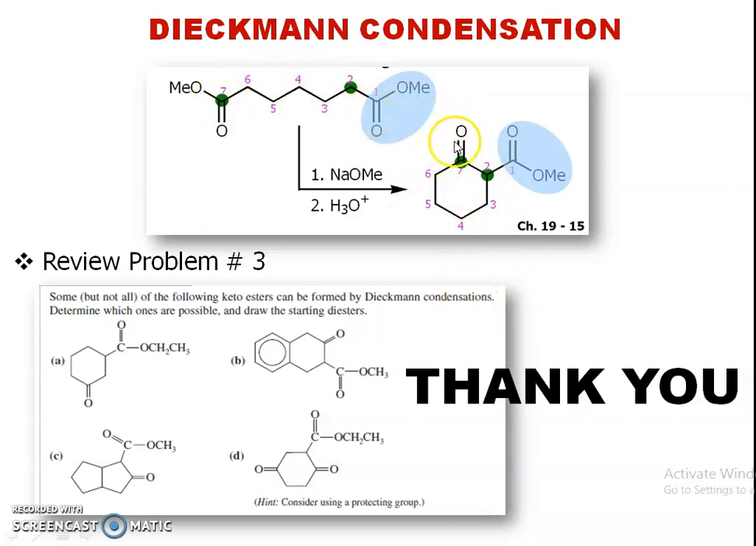This is intramolecular Claisen condensation, and you have to do this question. I have given 4 structures, and you have to tell what ketoester can be formed by Dieckmann. So determine which ones are possible and draw the starting esters of all these final products. That's all. Thank you.